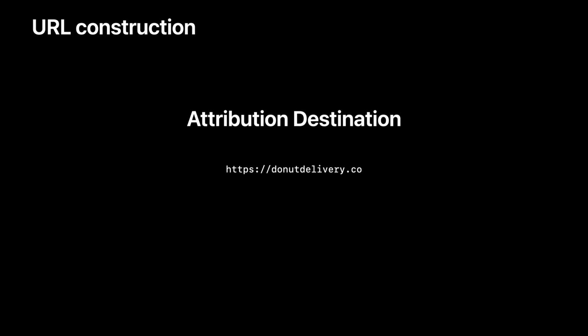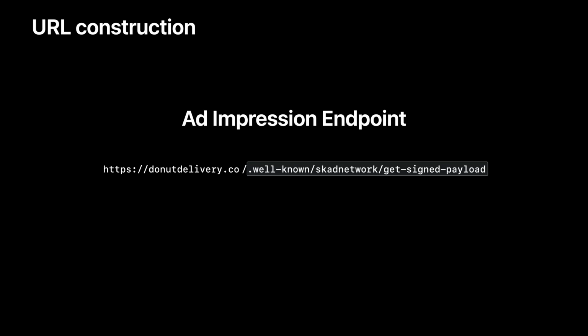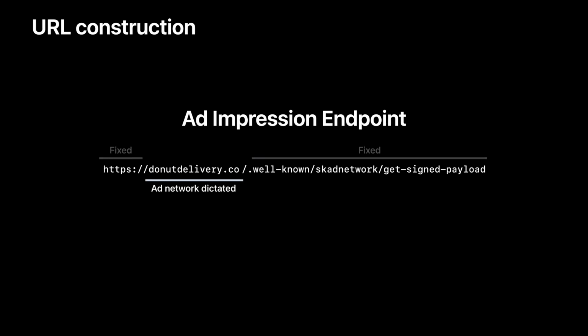Let's take a closer look at the URL construction. We extract the eTLD+1 component from the attribution destination. To this, we then add the well-known qualifier and 2 more path components. This gives us the URL to which we will make the HTTP POST request to get the signed impression. Note that the protocol and highlighted path components are fixed. You, the ad network, decide the value of the host component.